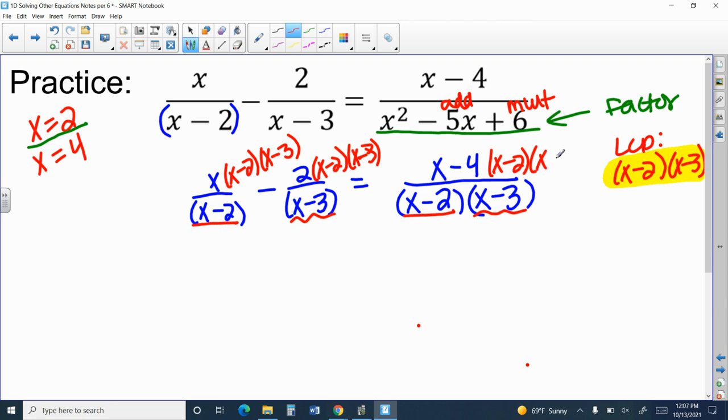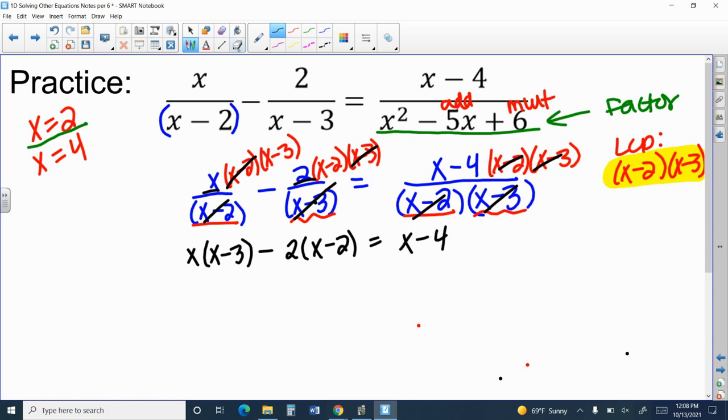The reason we do that is to get the fractions to divide out. So on this fraction, the x minus 2's divide out, and I'm left with x and x minus 3. Then we have our minus sign right here, so we always have to be careful of the sign. From this fraction, the x minus 3 divides out, and I'm left with the 2 and the x minus 2. And then on this side of the equal sign, both factors divide out, so I'm just left with x minus 4. Okay, so I got rid of the fractions.